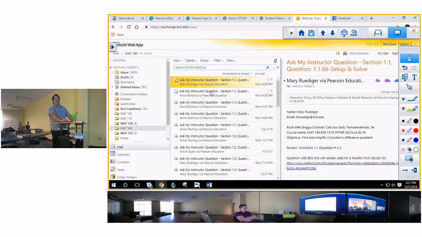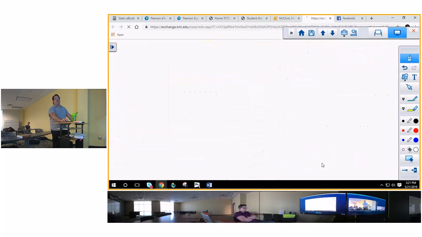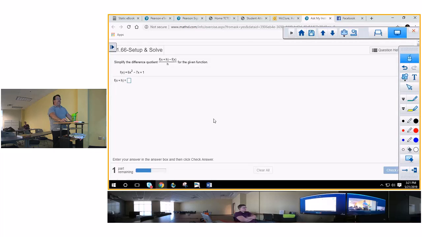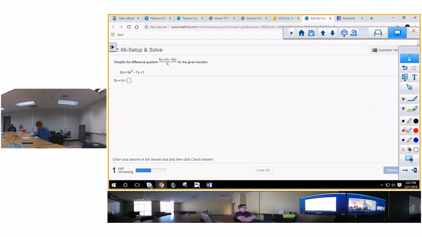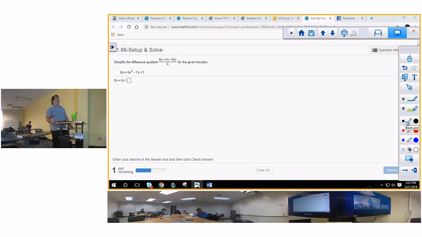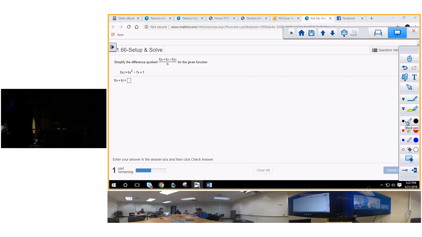All right, 1.1, 66/21. Let me just ask y'all, did we do this one? I don't think we did. But this one is a test question. Anything having to do with the difference quotient, anything having to do with completing the square is a test question. So let's do this one.